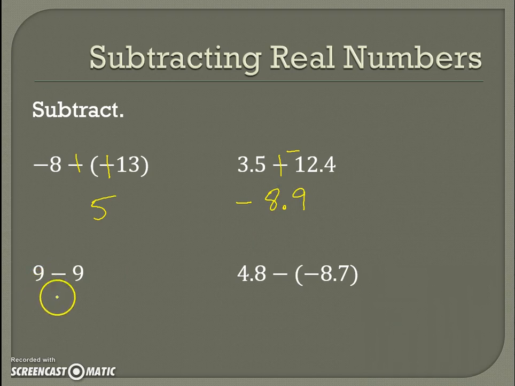This you could change, but I don't think it really makes sense, right? 9 minus 9 is 0. This does show an additive inverse, though. 9 plus its additive inverse will equal 0. And then this right here, change that to subtraction. You get 13.5. Okay, so hopefully you didn't have any problem with any of those.